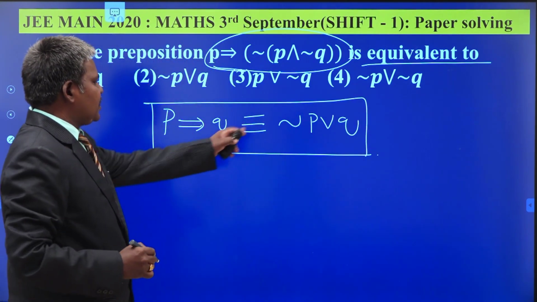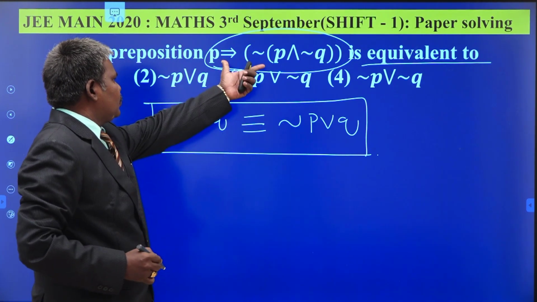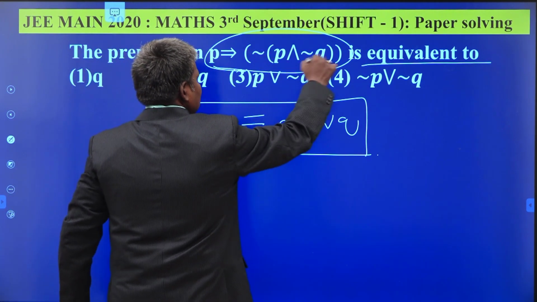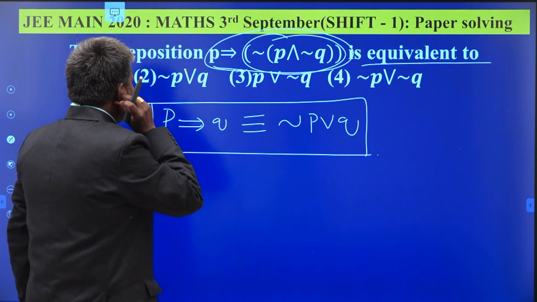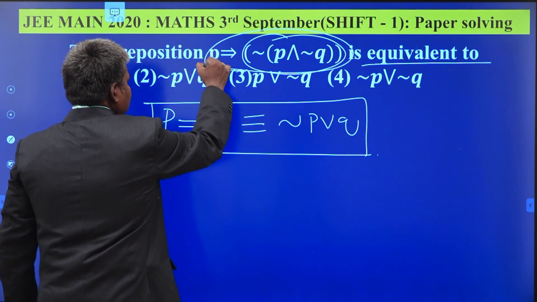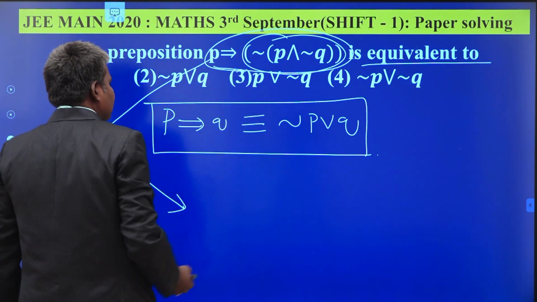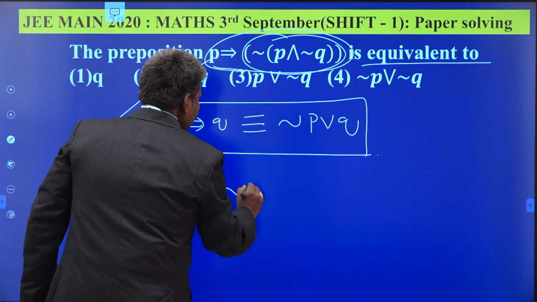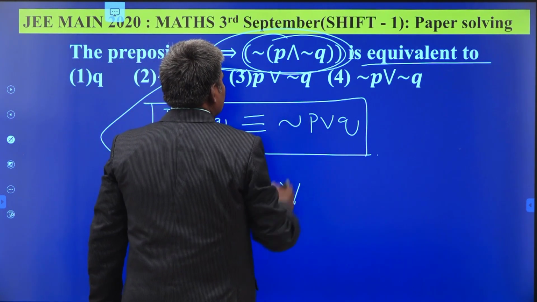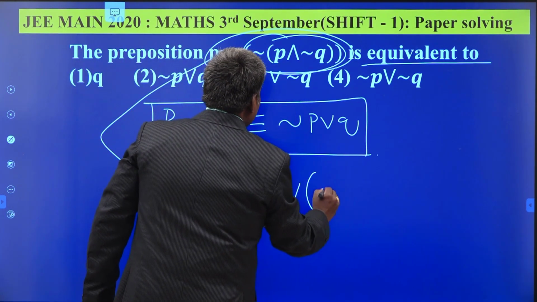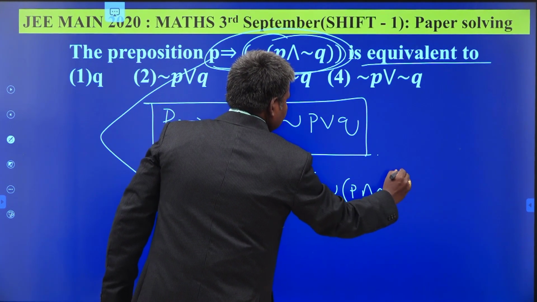P implies Q is equivalent to negation of P or Q. I am going to apply this condition to this one. This one has taken this entire thing as Q. P implies Q is what? Negation of P, so P is P here. So the entire expression is equivalent to negation of P or Q. You have to write Q as the entire thing. What is that? Negation of P and negation of Q.